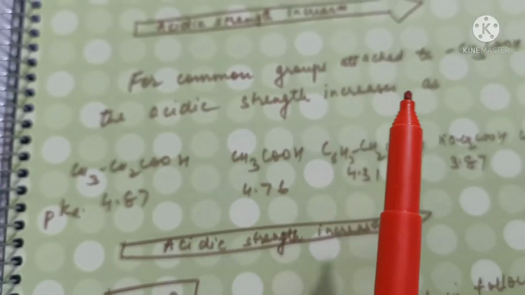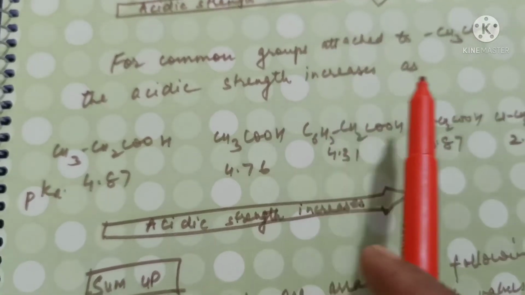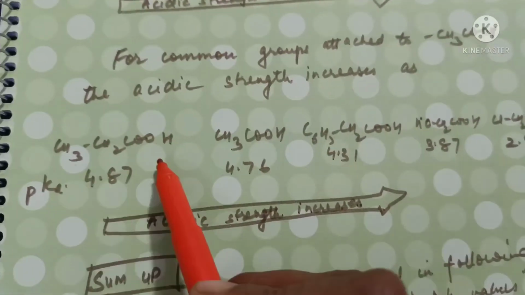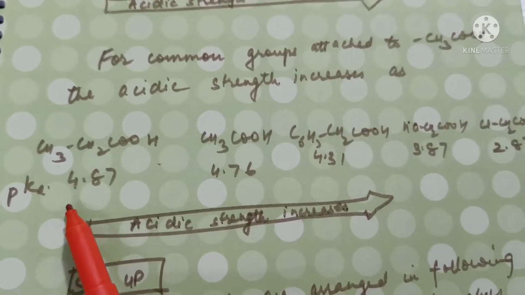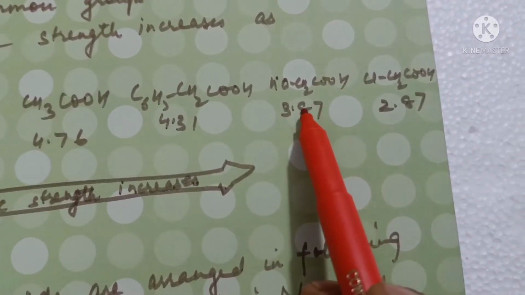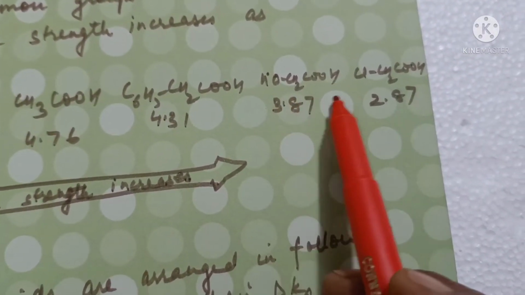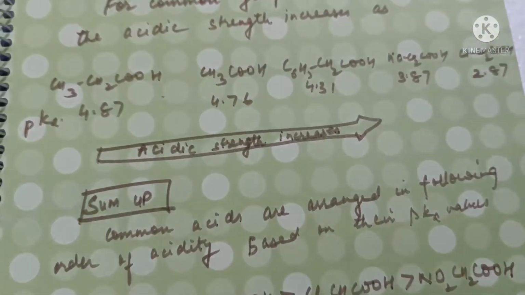For common groups attached to CH3COOH, the acidic strength increases as follows: propanoic acid will be the weakest acid, having the highest pKa value, then acetic acid, then phenylacetic acid, then hydroxyacetic acid, then chloroacetic acid. Chloroacetic acid is the strongest acid.